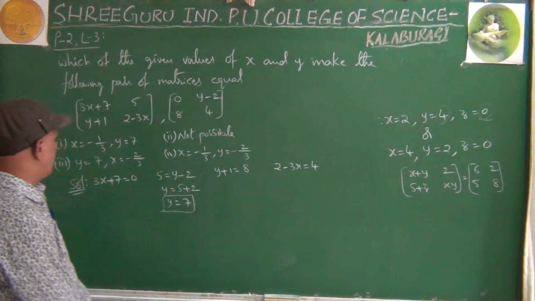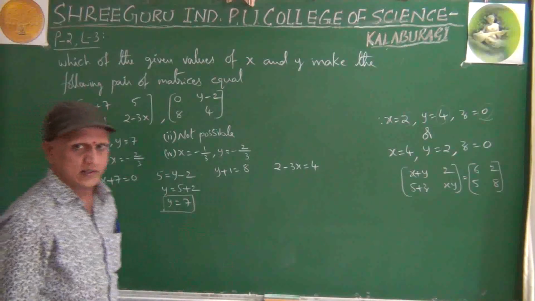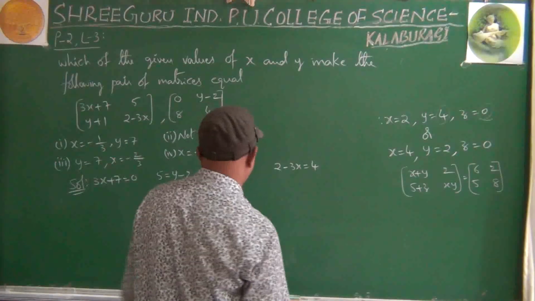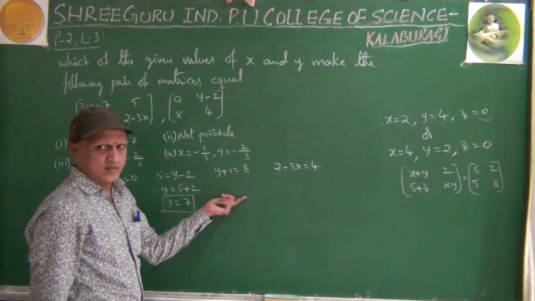So y value is 7. Where is y value 7? In two places. So we have to find the x value compulsorily. It is not necessary to find y because here 7, here also 7.